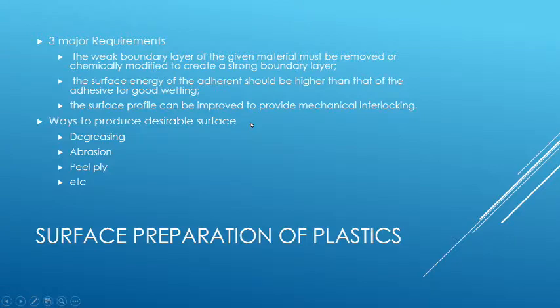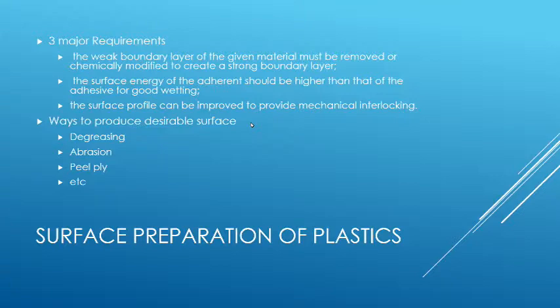To clean the substrate, what we need for a desired product is that the weak boundary layer of the given material must be removed or chemically modified to create a strong boundary layer. It shows that we have to remove all the contaminants on the surface.